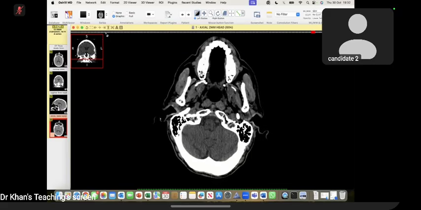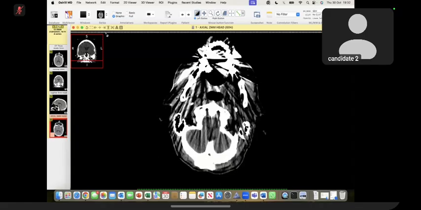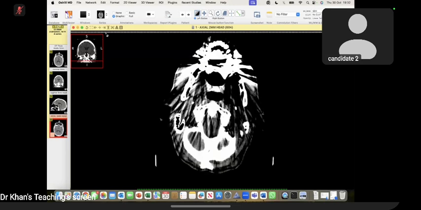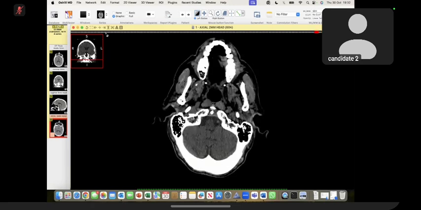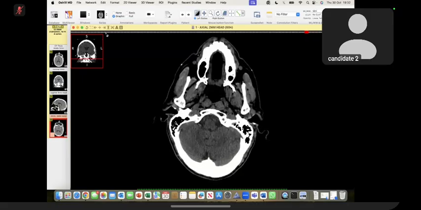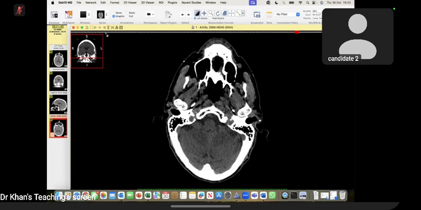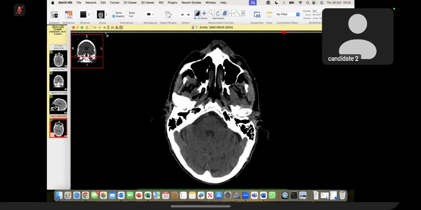The brainstem in my initial scroll also appeared unremarkable. Dental artifacts are appreciated, which is degrading the image quality at the base of the brain, but I could not appreciate any crowding at foramen magnum, ruling out the possibility of tonsillar herniation. I'm going back again. The vertebral and basilar arteries are of normal density and not hyperdense.